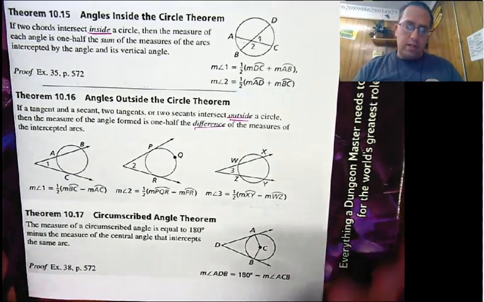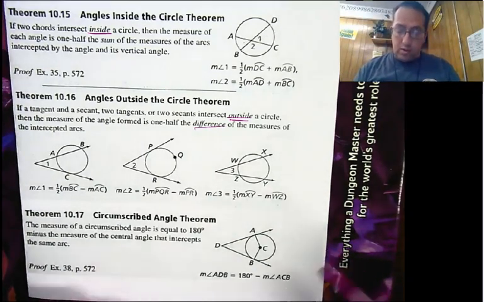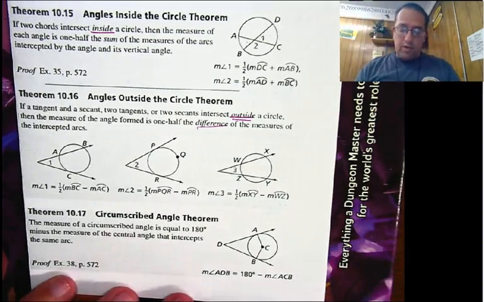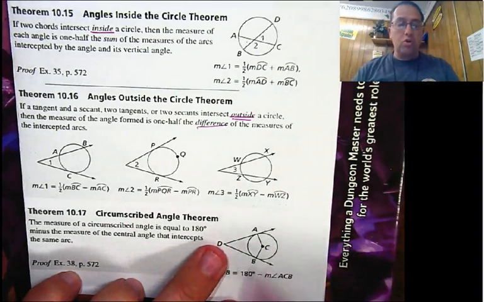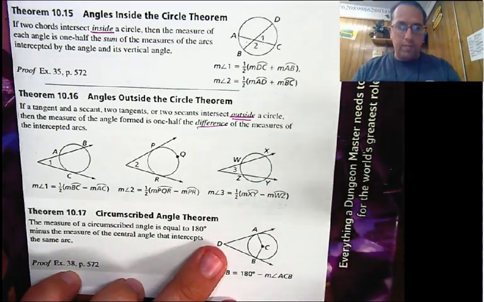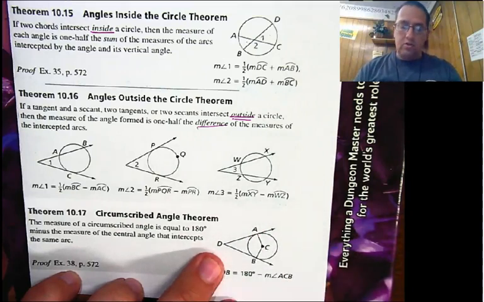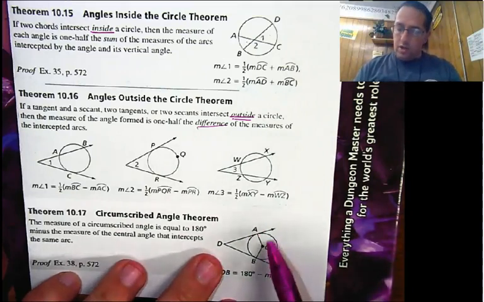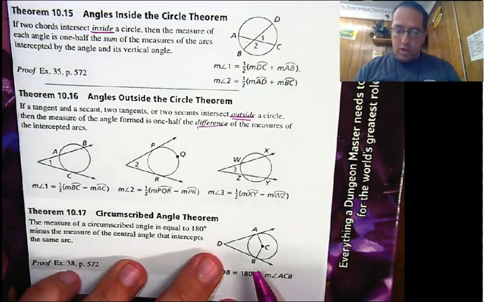All right. Next one, the circumscribed angle theorem. This one is a little odd. It's okay. We're going to do some weird stuff to it, but the theorem itself is actually pretty simple. The measure of a circumscribed angle. Okay, circumscribed means it's drawn around the circle, right? So here we have an angle that just touches the circle. It's tangent to the circle, and so this is a circumscribed angle. It's drawn around the circle.